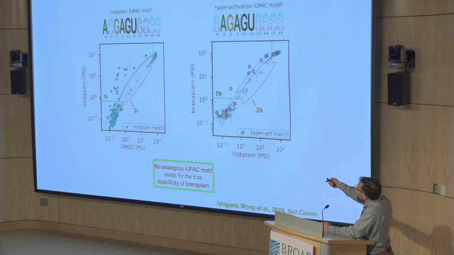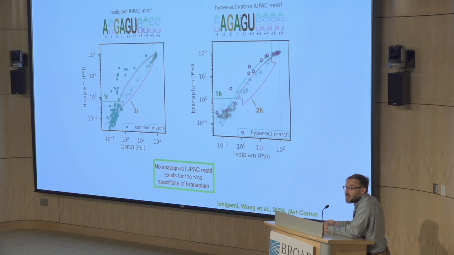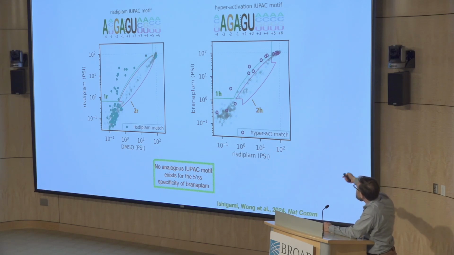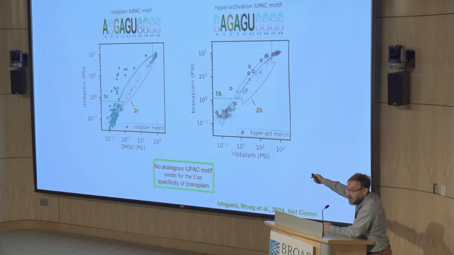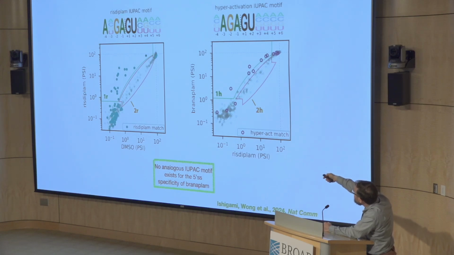So for risdiplam, we were able to find a qualitative IUPAC motif that very cleanly distinguishes 5' splice sites that are activated by risdiplam from 5' splice sites that are not activated by risdiplam. However, there is no analogous IUPAC motif that describes branaplam specificity. But there is an IUPAC motif that describes which 5' splice sites are activated substantially more by branaplam than by risdiplam. So we call this the risdiplam IUPAC motif, and this the hyperactivation IUPAC motif.